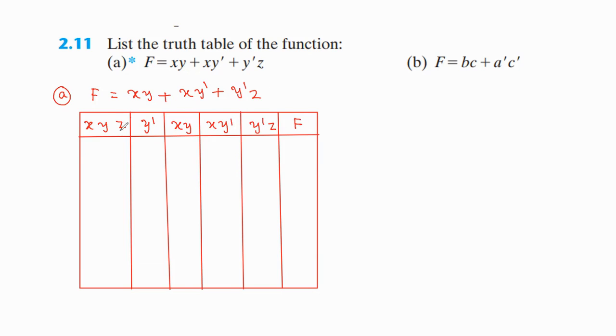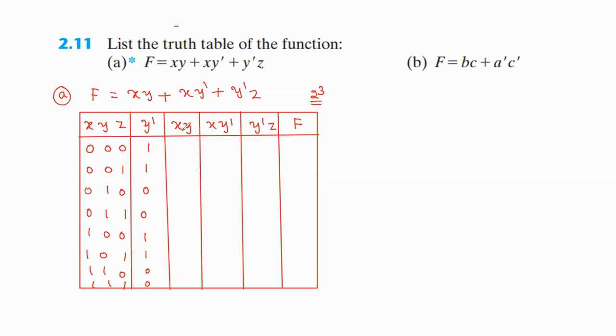Now, x, y, z means three variables, so the total binary combinations are 8, that is 2 power 3 combinations: 000, 001, 010, 011, 100, 101, 110, 111. Y dash means the complement of y values, so it is 1, 1, 0, 0, 1, 1, 0, 0.